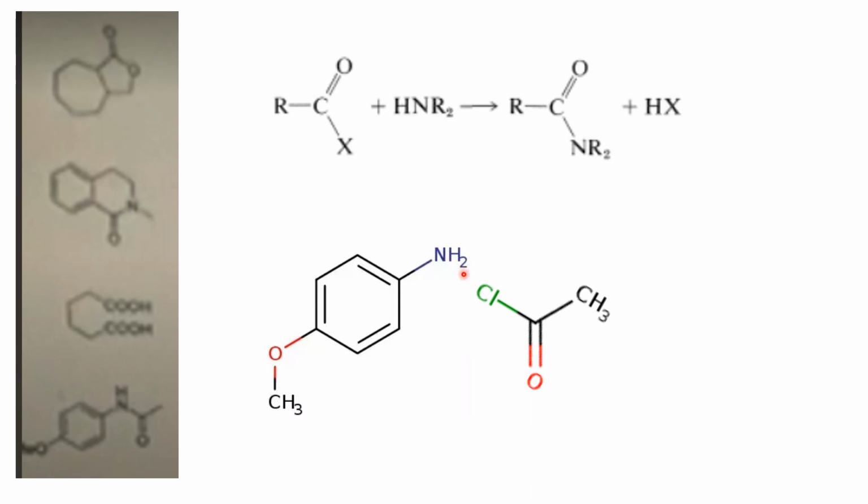So ito will be replaced by this. So magiging NH yan. NH. Cl will be removed. You will have as the other product dito HX, HCl.